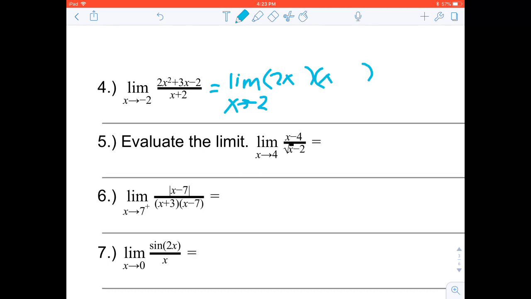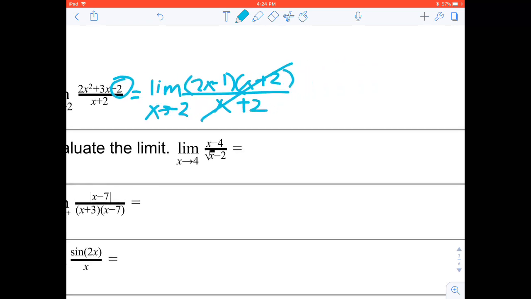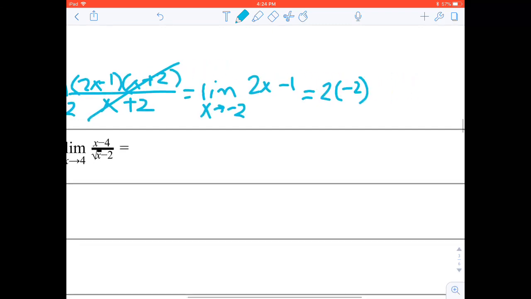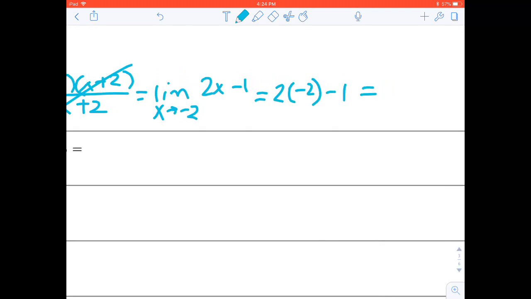So 2x and x. 2 breaks down into 2 and 1. We want it to be a +3, so this has got to be positive and negative, all over x plus 2. That's what we want to see. We want to see things cancel because now we're finding the limit as x goes to -2 of 2x minus 1. And direct substitution, plug in that -2. We get -4 minus 1 is -5.